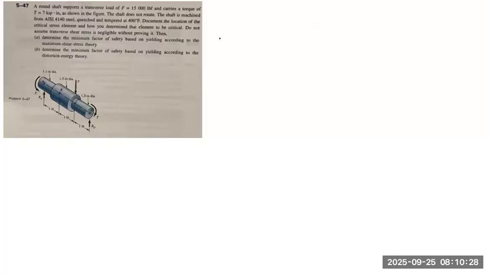Hello, everyone. In this example, we're going to talk about yield strength, and we are going to determine the minimum factor of safety based on yielding according to the maximum shear stress theory and the minimum factor of safety based on yielding according to the distortion energy theorem.